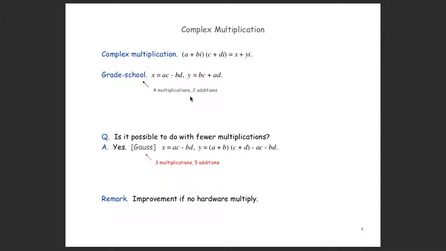There is a slight cheating way which allows us to do it with 3 multiplications and 5 additions. So if we are going by number of multiplications, I can do slightly better, right?